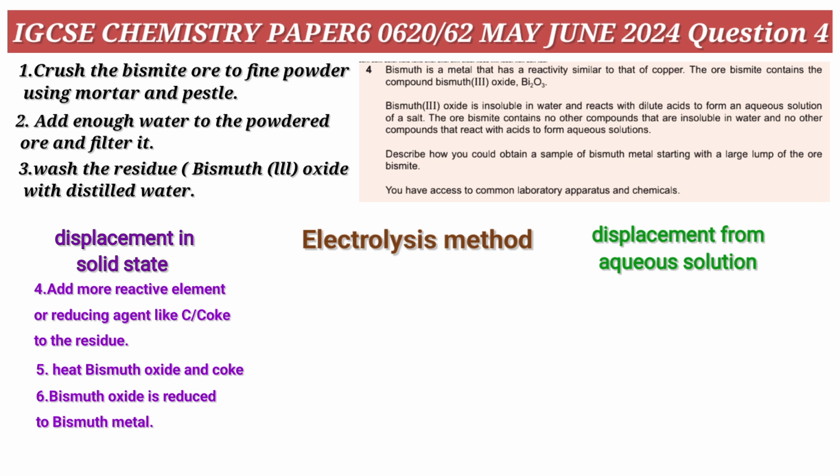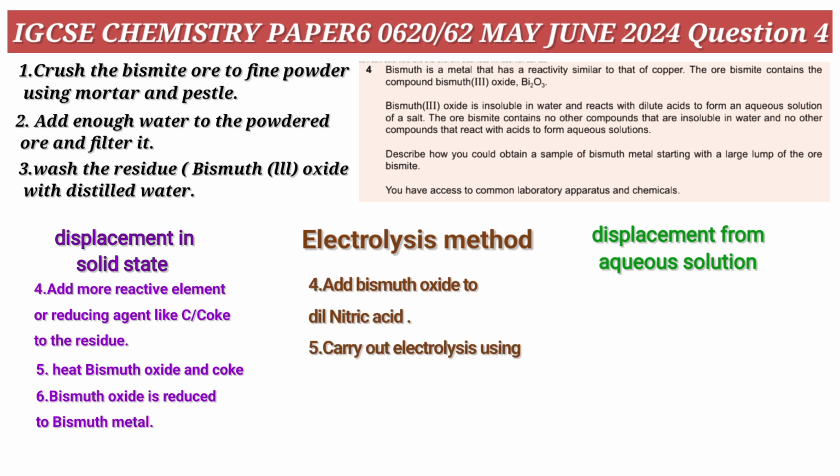In the electrolysis method, we can use molten bismuth oxide or we can add bismuth oxide to dilute nitric acid to make an aqueous solution. Then we can carry out electrolysis using inert graphite electrodes. Bismuth will be deposited at cathode.